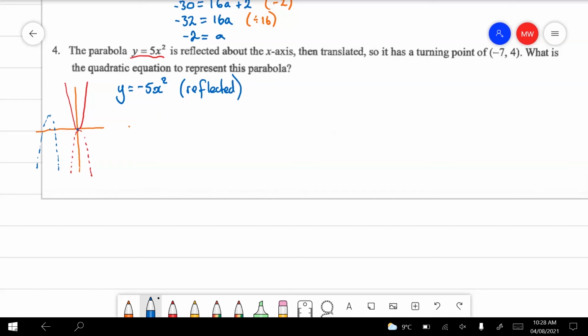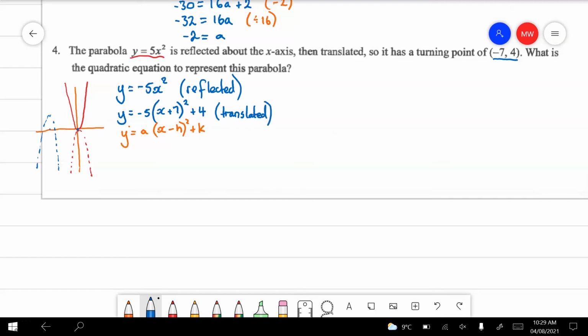And then, if it's moved so that it has a new turning point, we can just simply write this in turning point form. So we can say, y equals, we've got a value, that's the -5 here, so the -5 goes out the front, and then we fill in the rest. We've got a turning point of (-7, 4), so it becomes a +7 here as our h value, and then we have a +4 on the end. Now, if you've forgotten, I've gotten this from the turning point form formula, and you should just watch the previous two questions. So that is when it is translated.